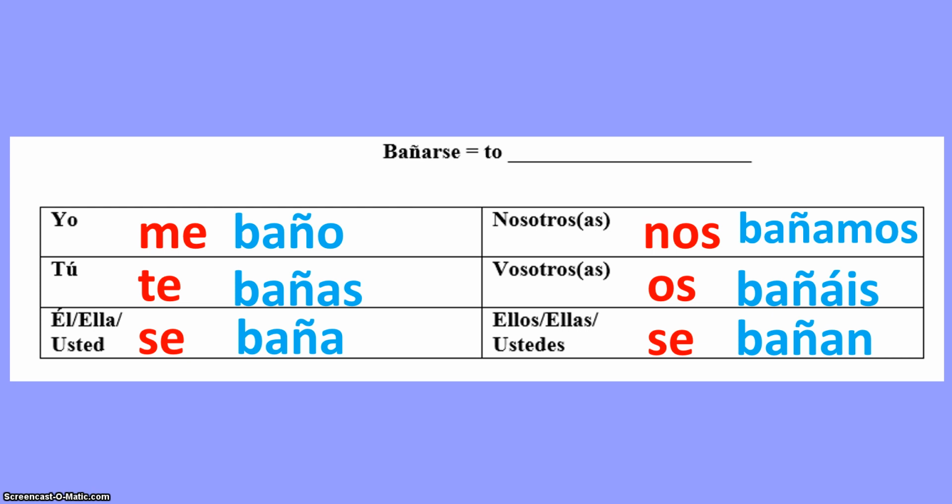You need both parts to get points on a quiz or a test. To prove to me that you understand reflexive verbs, you need the little reflexive pronoun and you need the conjugated verb. If you leave one off, then you don't understand. So remember, you need both parts.